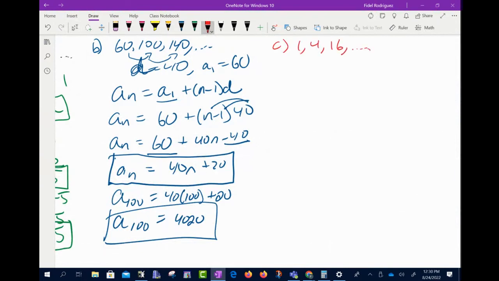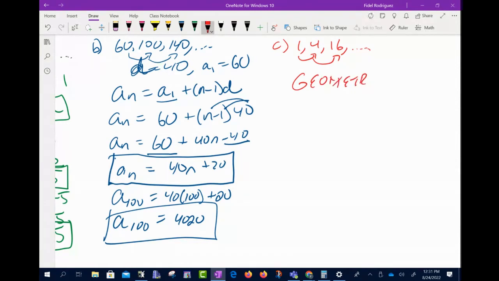Okay, so next thing I need to figure out is, is this an arithmetic sequence or a geometric sequence? Am I adding the same number each time to get from one to the next? No, right, because from 1 to 4 is 3, from 4 to 16 is 12. So it's not arithmetic. It has to be geometric, y'all.